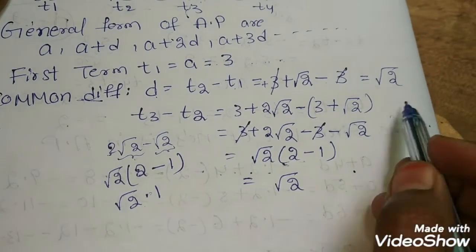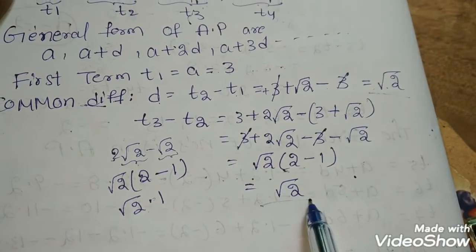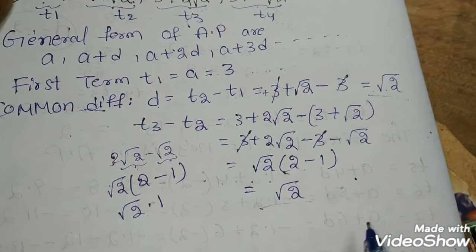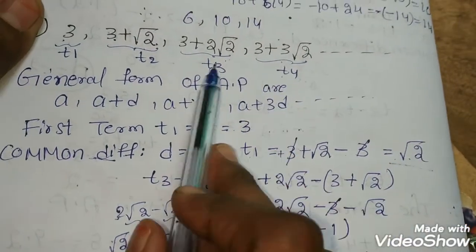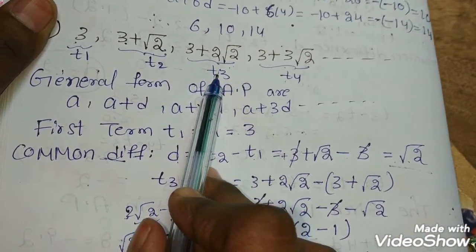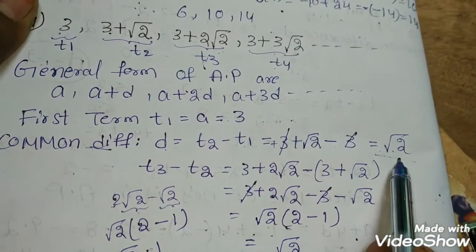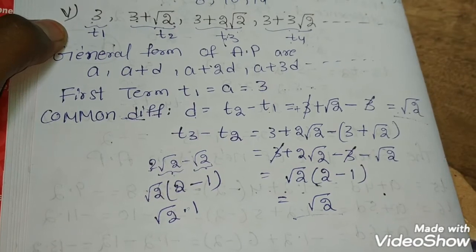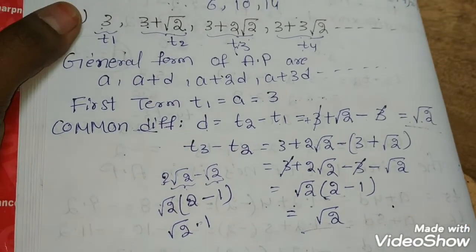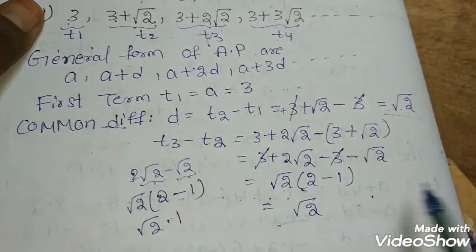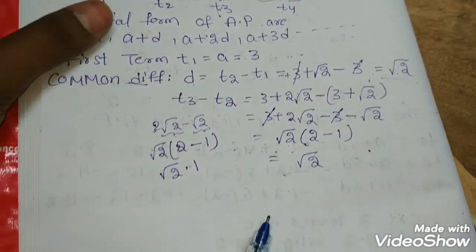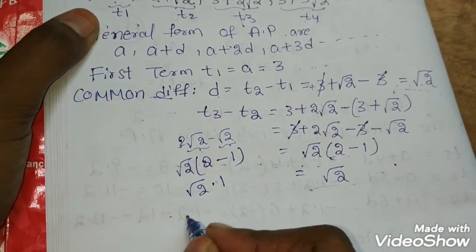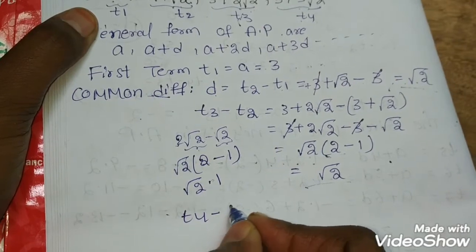See, the common difference is the same, root 2 and also root 2. If you still have a doubt, you can check t4 minus t3. Then also our result is root 2 itself. Okay? Have you checked? Even with t4 minus t3 we will get root 2. Ma'am, please show that also. Sure, I will show it. t4 minus t3.